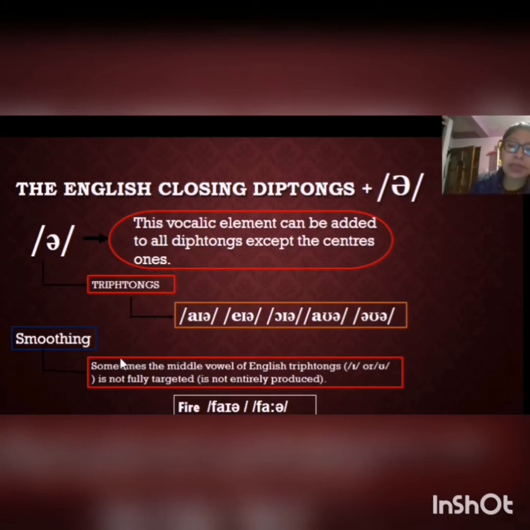Now, it's very important to talk about the phenomenon of smoothing, which means that sometimes the middle vowel of English triphthongs is not fully targeted, is not entirely produced. For example, fire, but people tend to pronounce it as fire. You see the difference? I hope that yes. So these are the diphthongs and the triphthongs.